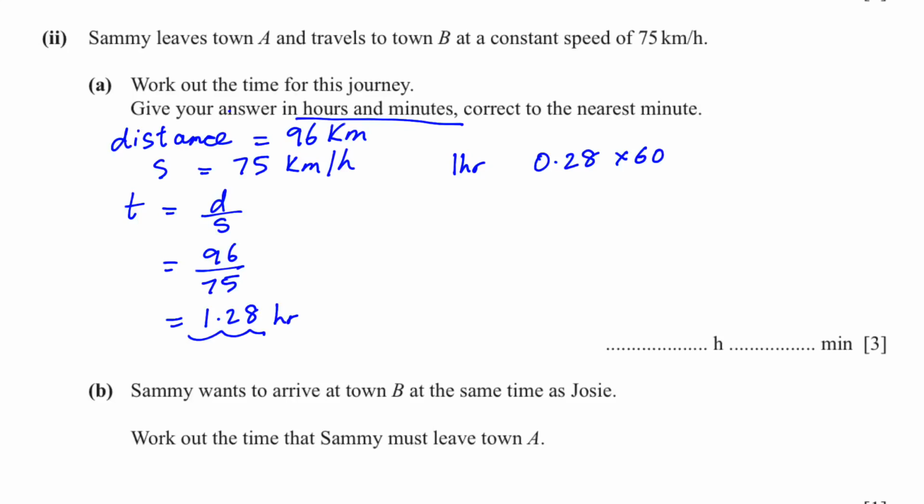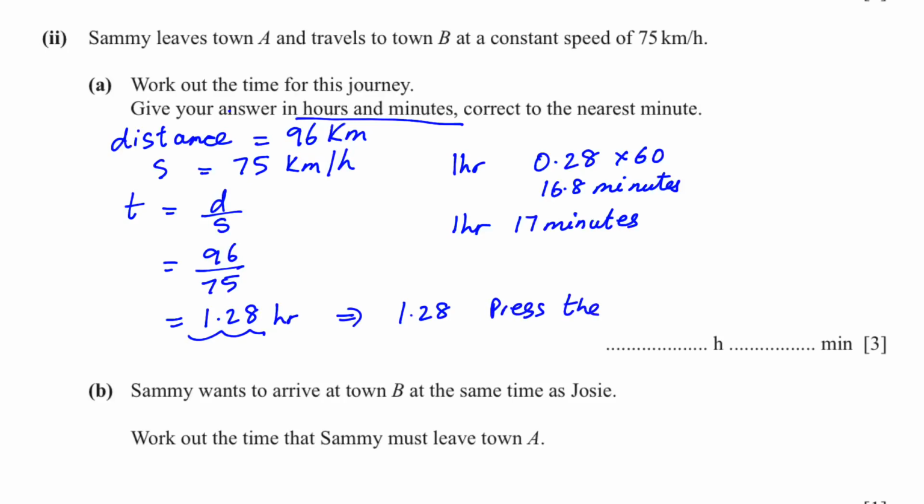So we will get 16.8 minutes. So if we round it, we have 1 hour, 17 minutes. Also, if you want to check your answer at this point, in the calculator you will get 1.28. Press the conversion button and you will get the answer 1 hour 17 minutes. You will actually get 1 hour 16 minutes and 48 seconds, but when we round it, it will become 1 hour 17 minutes.